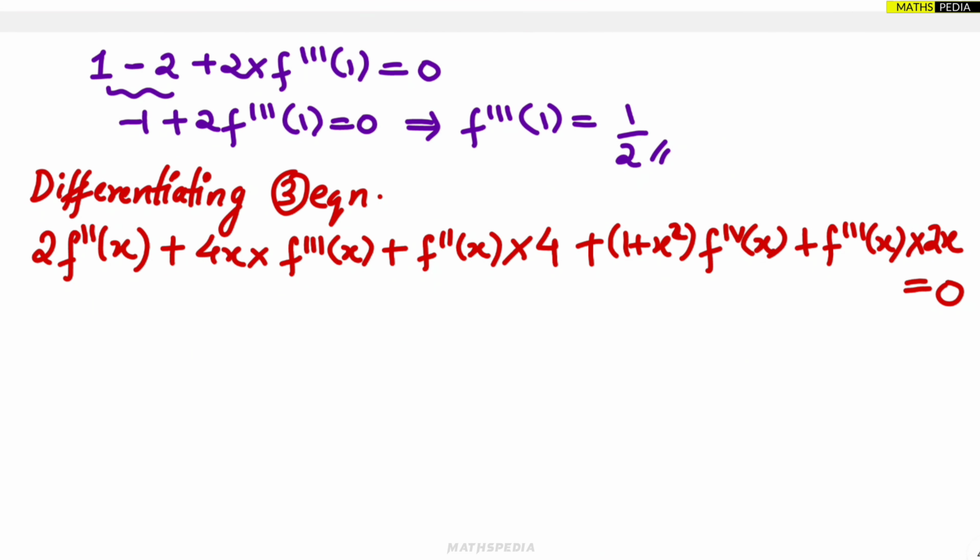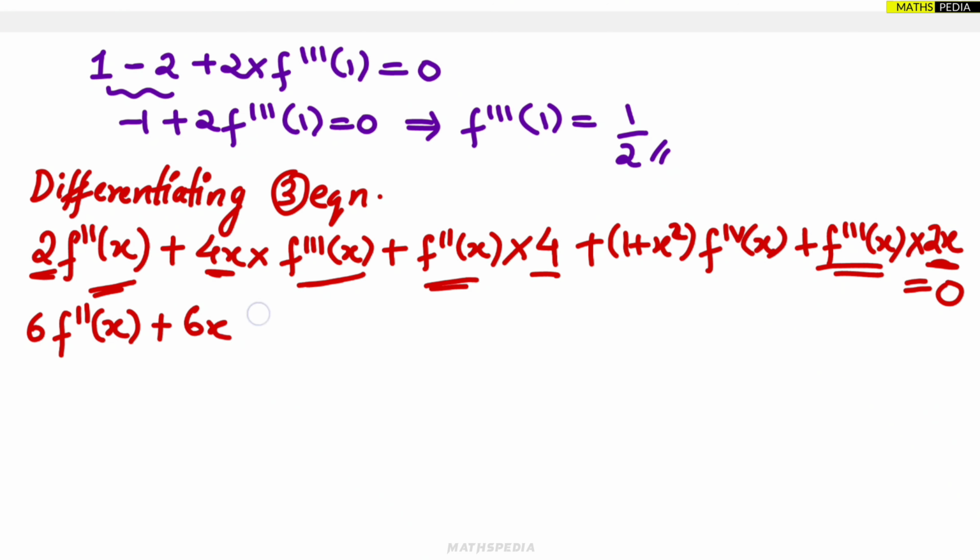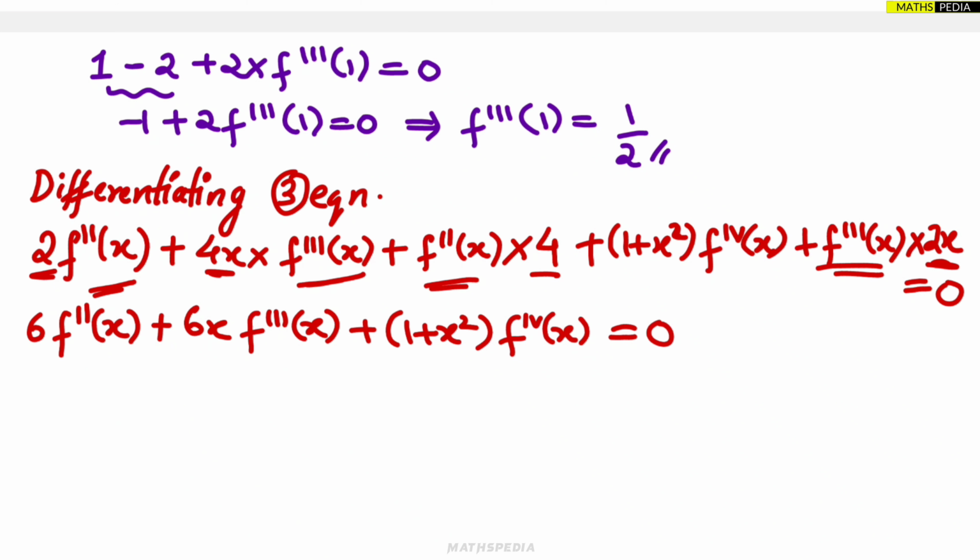So any terms to be combined, you have to see carefully. Here f triple dash, same terms are there. Here double dash, same terms. So combine, it will become 2 and 4. It will become 6 f double dash of x plus here 4x and here 2x. So 6x f triple dash of x plus the left out term 1 plus x square into f fourth derivative of x equal to 0. Now as we know, this particular thing we needed, right?